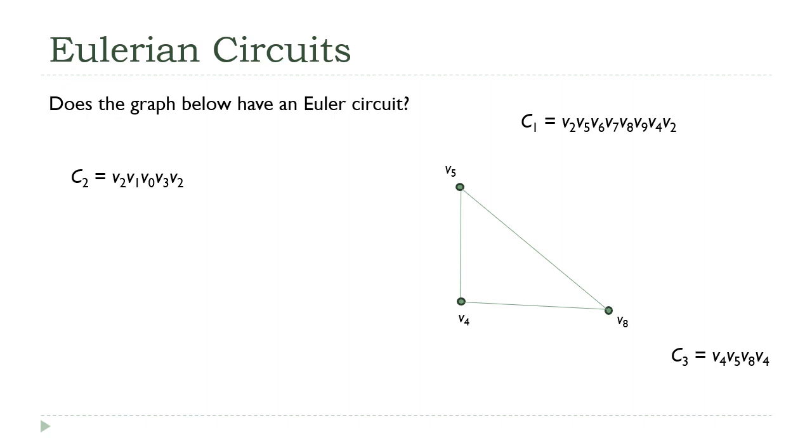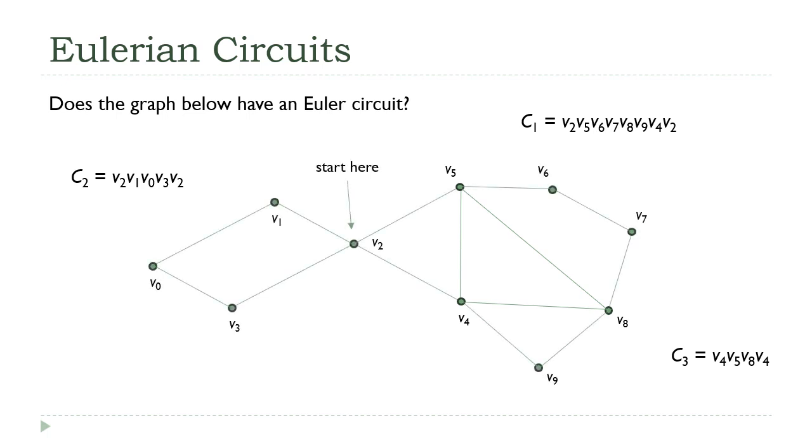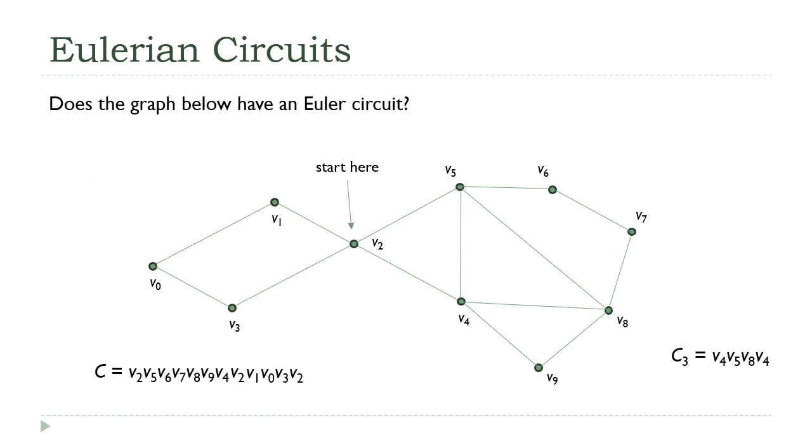Okay, let's go back to the original. There's the original graph again. So here's how I'm going to assemble these 3 mini circuits into one big circuit that covers the entire graph. I'm going to start with circuit C1. Now notice that C1 ends at vertex 2 and C2 starts at vertex 2. So I'm going to take this C2 circuit and just glue it onto the end.